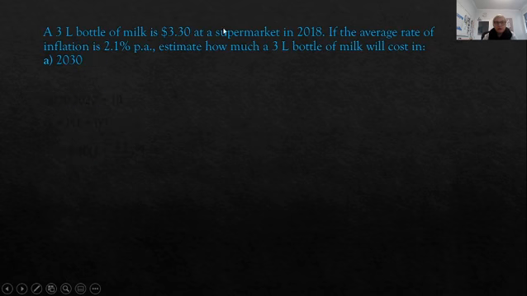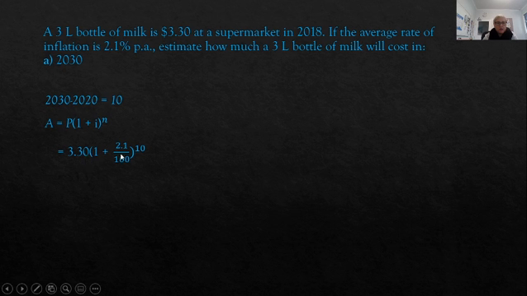So then what happens if they're asking how much will that bottle of milk cost in 2030? First of all, 2030 to 2010 is 10 years. So they're asking how much will that bottle cost in 10 years' time if the rate of inflation stays at 2.1. We put our formula in: $3.30, 1 plus 2.1 over 100 to the power of 10 because we're now doing 10 years, and we get $3.37. So in 10 years' time, it should be $3.37.